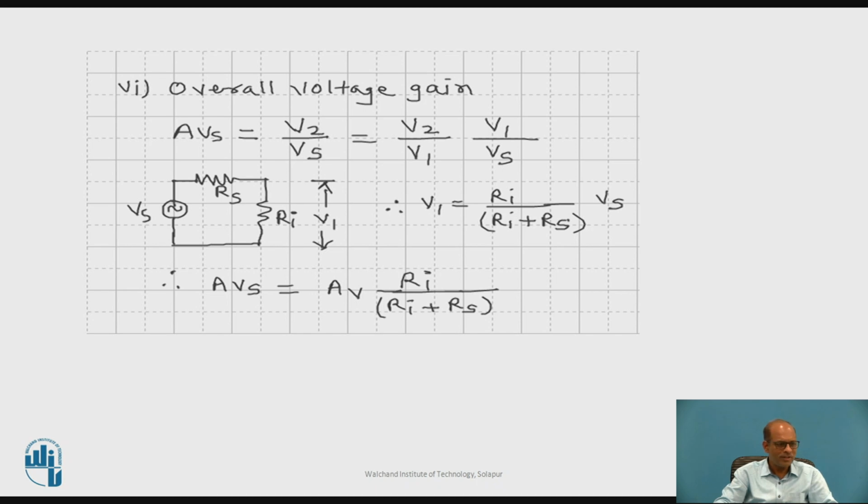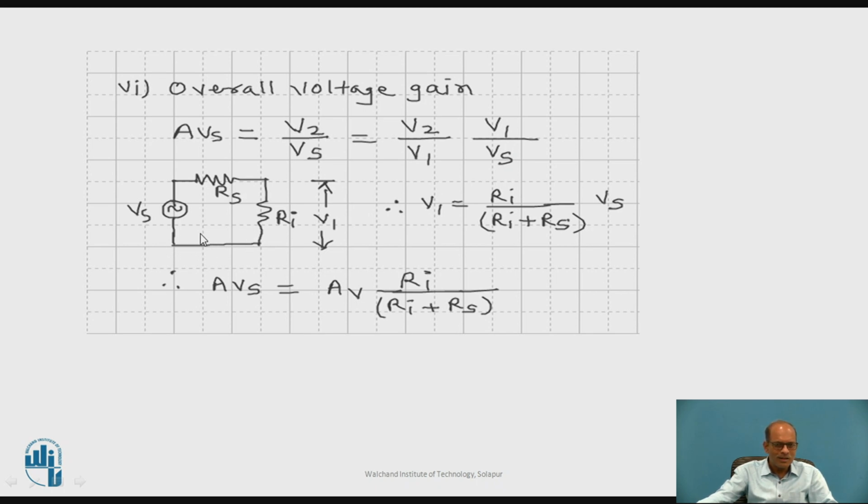Now the overall voltage gain. Overall voltage gain Avs can be defined as Avs equal to V2 divided by Vs, that is, output voltage divided by the signal voltage Vs. That can be written as V2 by V1 into V1 by Vs, so that there is no change in the expression. Now V2 by V1 is the voltage gain Av, and we have to obtain V1 by Vs.